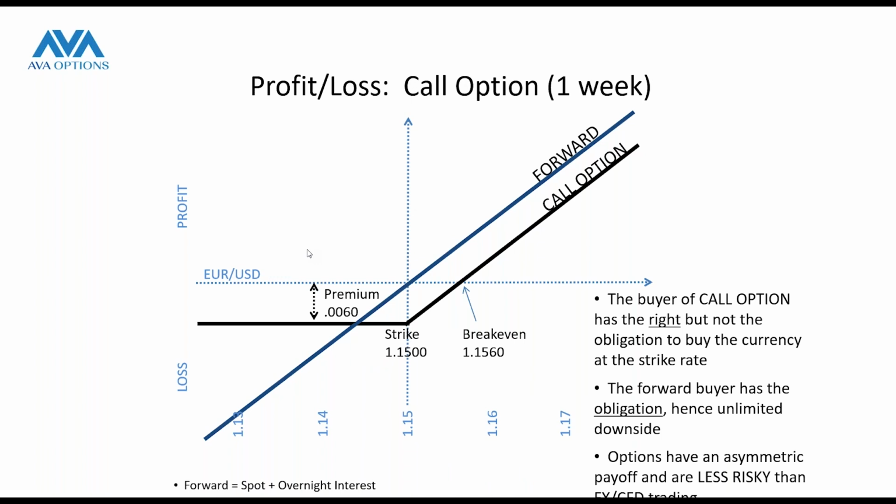Here's an example of a call option with some numbers. This was written a few months ago when Eurodollar was trading at 115. Now it's trading at 105. So this was a call option with a strike at 115. The option cost 60 pips or 0.006, which meant your break even was 115.60, right? You're paying 60 pips up front, 0.006. If the market goes up to 115.60, you can exercise your right to buy at 115, sell in the market at 115.60, realizing your 60 pips profit.